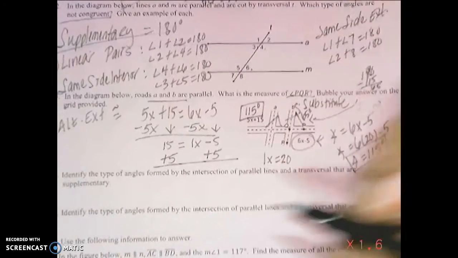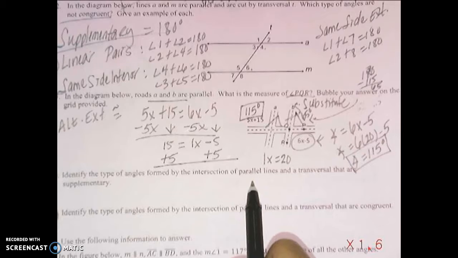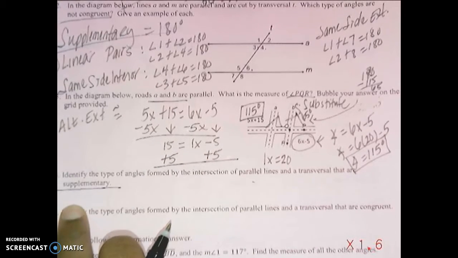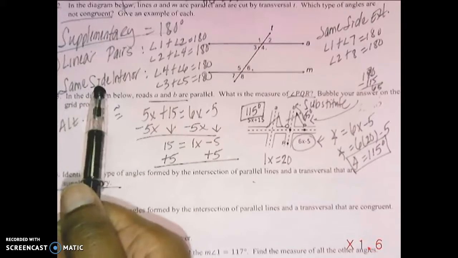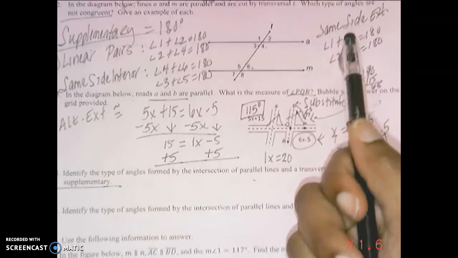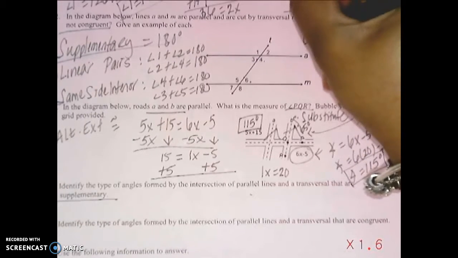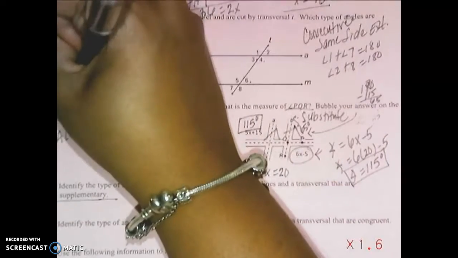Number 4 says identify the type of angles formed by intersection of parallel lines and a transversal that are supplementary. So for me, I already answered that here in number 2. So linear pairs, same side interior, same side exterior, or they may call them consecutive exterior and consecutive interior.